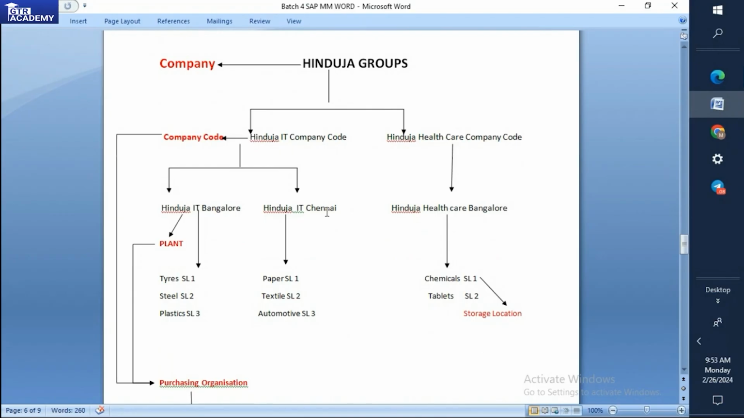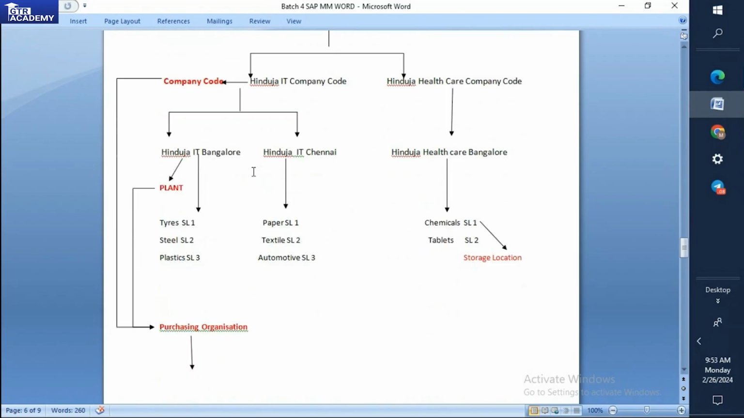Understood till now? Company code, and then plant. Yes. Okay. And again, we can differentiate. So can anyone tell what is storage location?